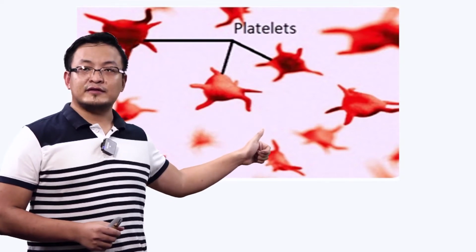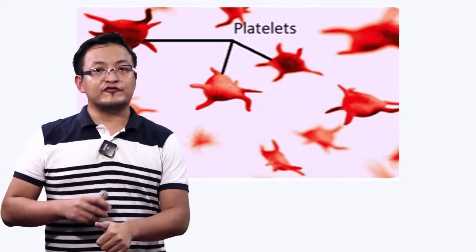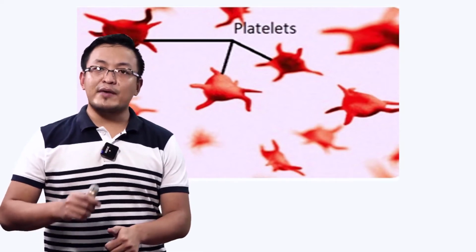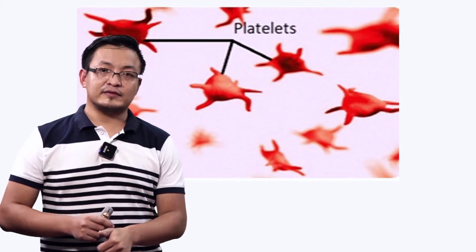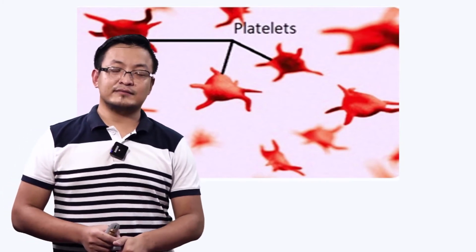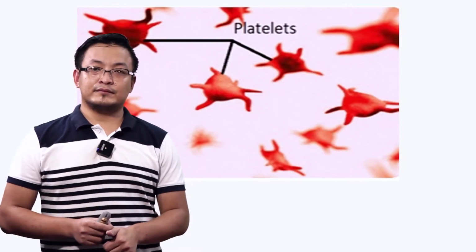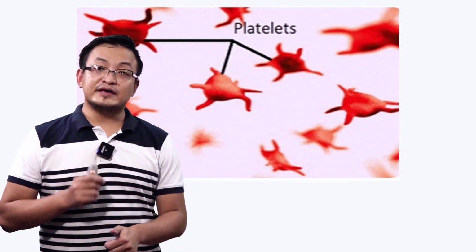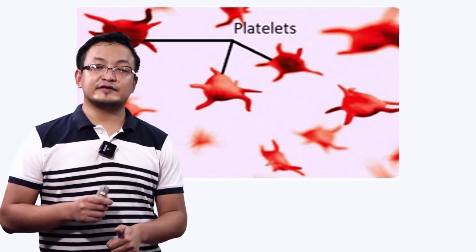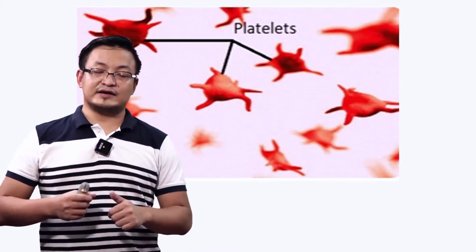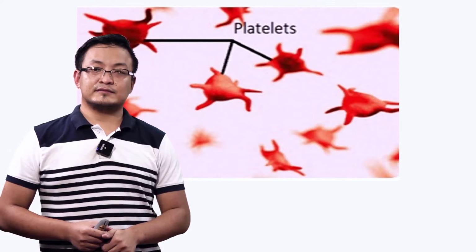It is very important because if there are no platelets, then the flow of blood will not stop, right? You will see maximum flow of blood because the bleeding will not stop, and it can be dangerous and can cause death. So you see how it protects us, okay?